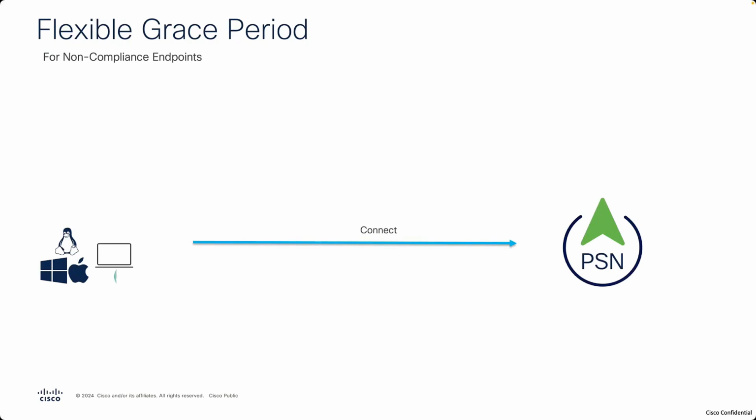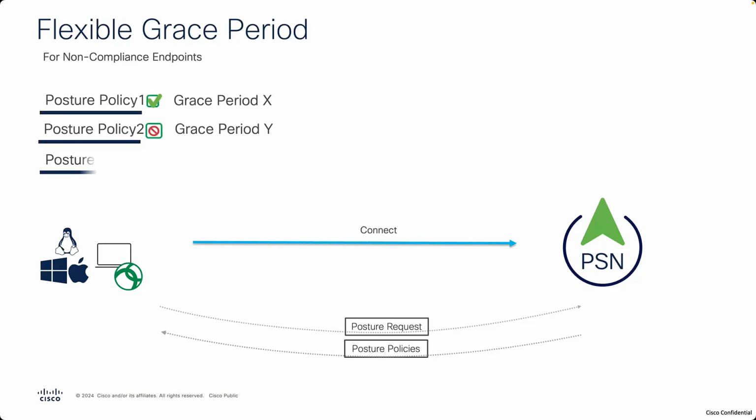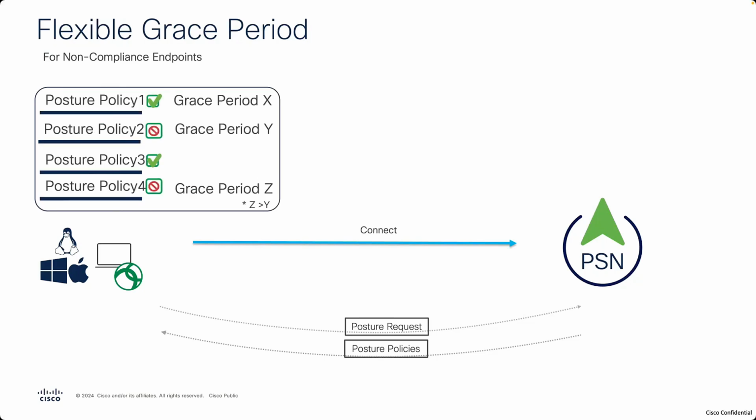How does it work? When Cisco Secure Client requests for posture policy evaluation, consider a situation where we have defined multiple posture policies: posture policy 1, 2, 3, and 4. At each and every posture policy level, you can define the grace period, X, Y, Z. And these X, Y, Z can be defined in hours, days, or minutes. Amongst all these X, Y, Z, whichever is the greatest or lengthiest period, that's what you're going to get the grace period access to.